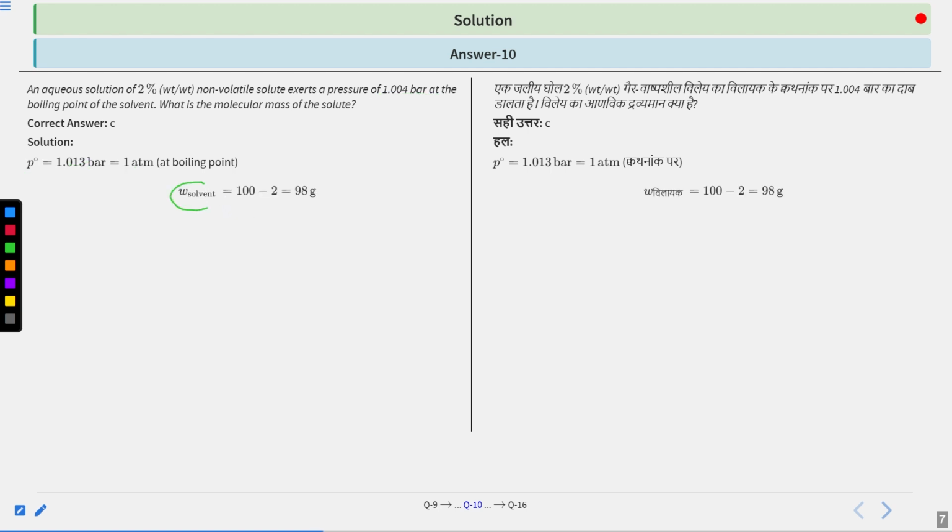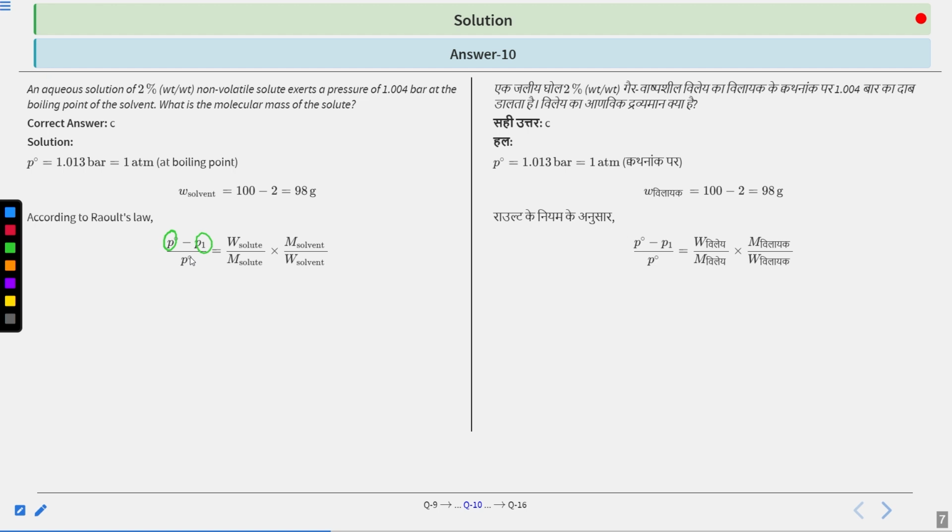So what is the weight of solvent? 100 minus 2, 98. Okay, very clear. Why are we calculating the weight of solvent? Because relative lowering of vapor pressure requires it. Now the next thing is we know that P naught minus P1, the lowering of vapor pressure relative to the pressure it should have, equals W solute by M solute, which is the mole fraction. Okay, we are not calculating molality. Sorry for that. We need mole fraction divided by molar mass of solvent by weight of the solvent. Clear? Okay. So put all these things.